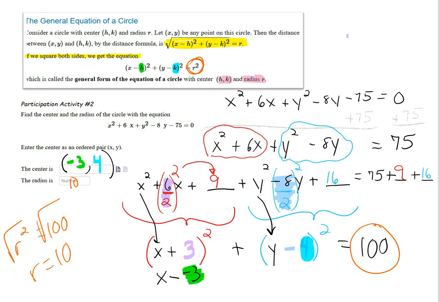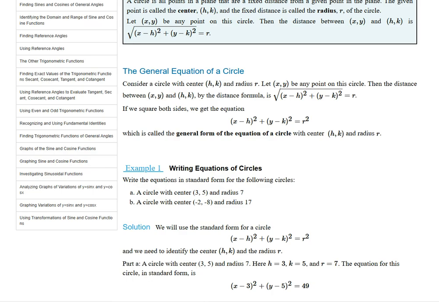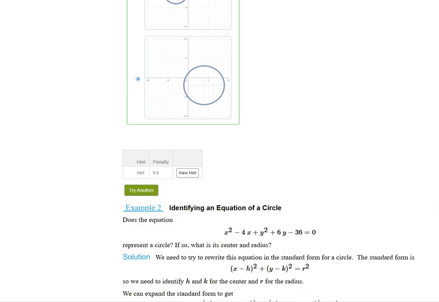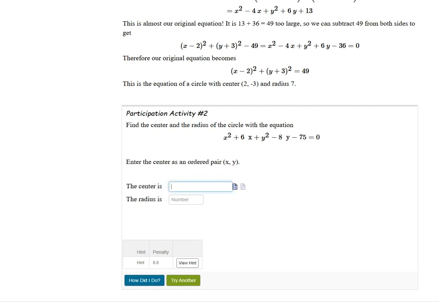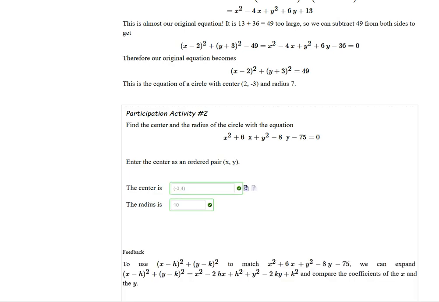So I'm going to go back to Mobius, and it's parenthesis, negative 3, comma 4, close the parenthesis, and my radius is 10. And how did I do? There you go. Green means go.